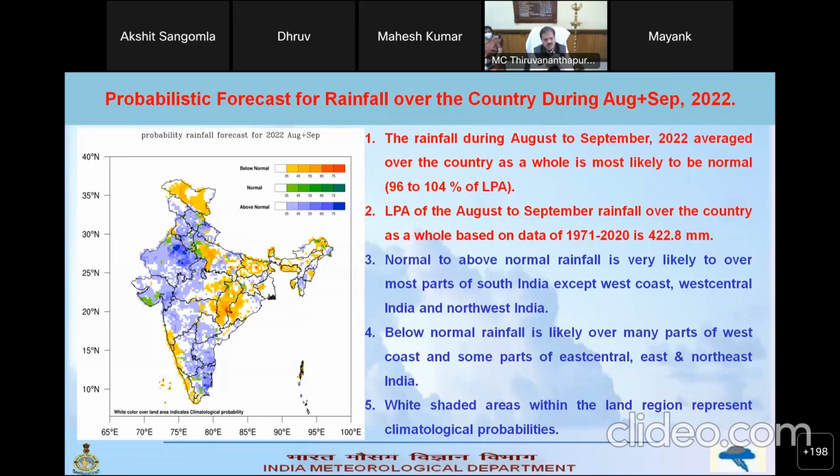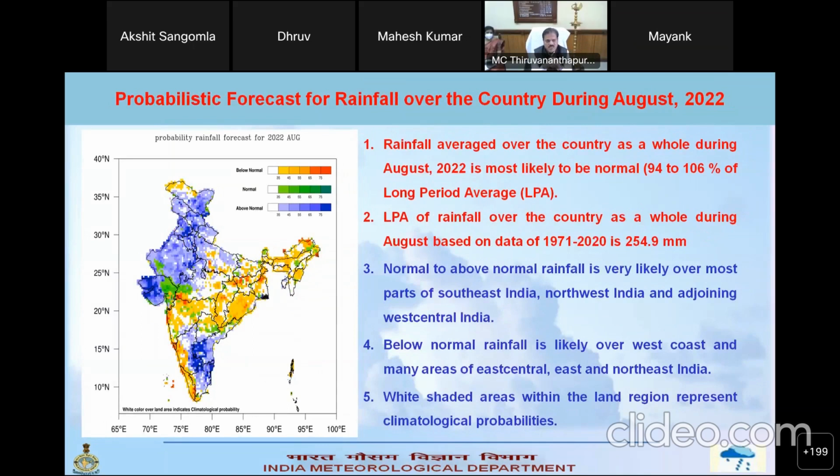So if we consider all these three and say what will happen to the country as a whole, rainfall is expected to be normal, at 96 to 104%. When I say normal, the long period average of rainfall during August-September together is 422.8 millimeter.